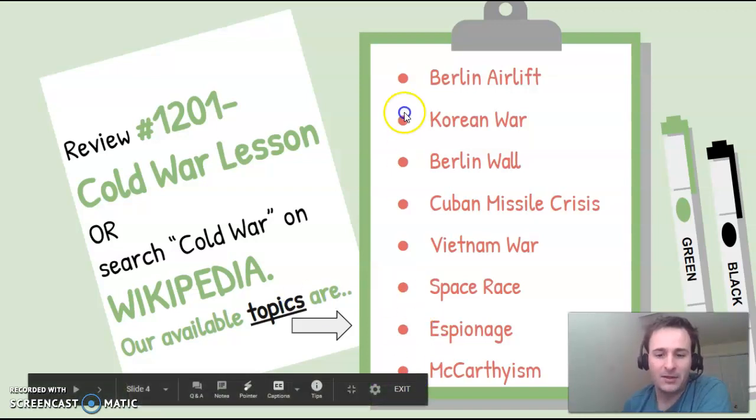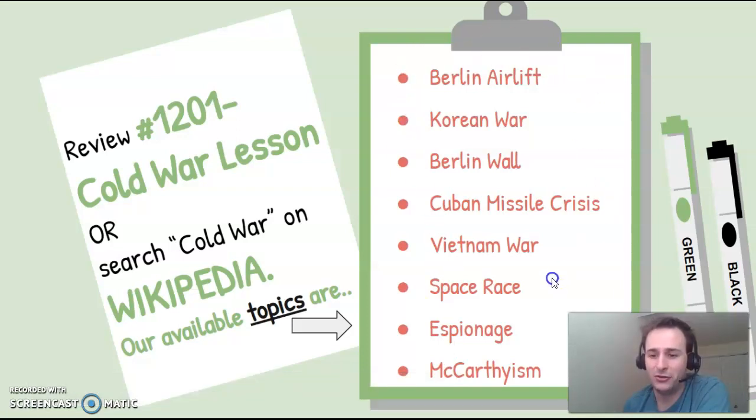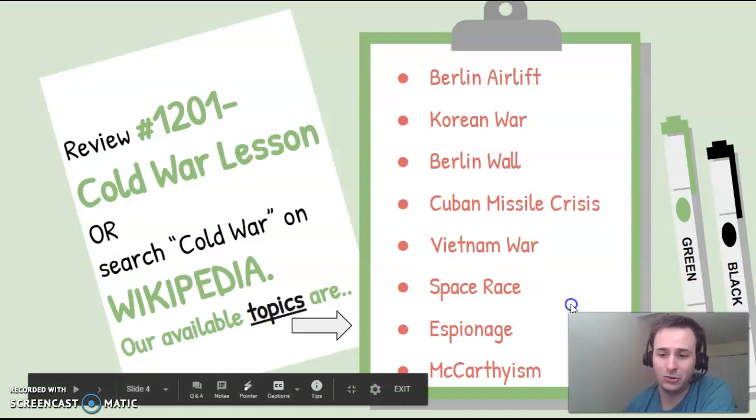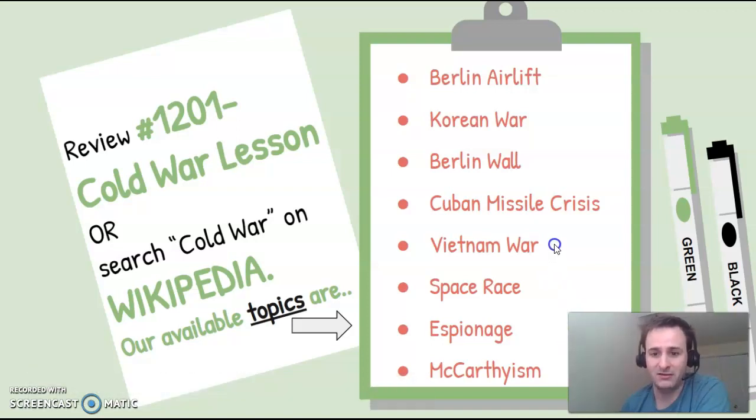So here are the topics that you are being given, and they should all look very familiar because these are the ones you have taken your notes on. If you do, go back and, like I said, do 1201 Cold War lessons first. The topics go in chronological order. The Berlin Airlift, which happened shortly after World War II in the 1940s, followed by the Korean War, which was in the 1950s. The Berlin Wall, which was constructed in 1961 but wasn't torn down until 1989, 1990.